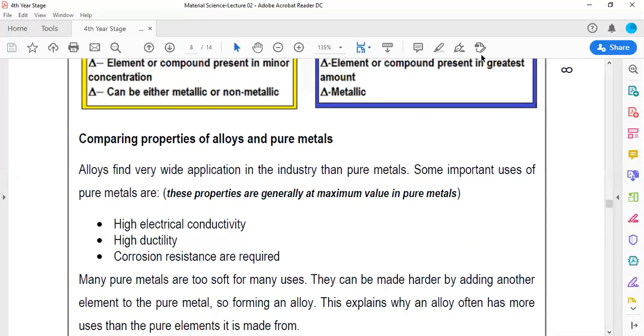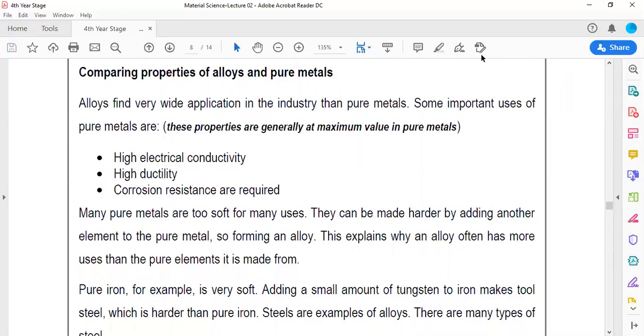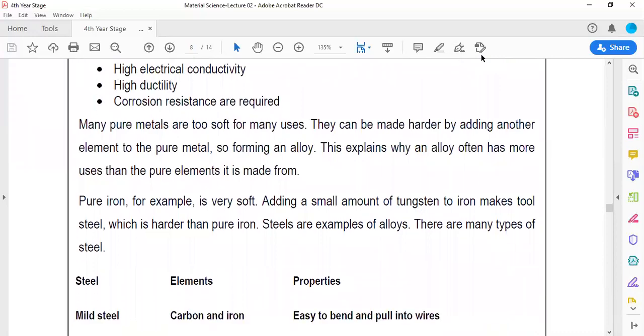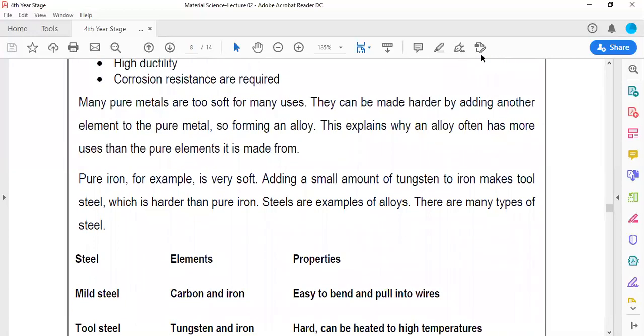Now, we are still talking about alloys and metals in general. Many pure metals are too soft for many uses. Metals are easy to bend and to shape into sheets, so they are called soft. They can be made harder by adding another element to the pure metal. If you want to make that metal which is soft a bit harder, stronger, so you can use it in many purposes, in many applications, we can add another element.